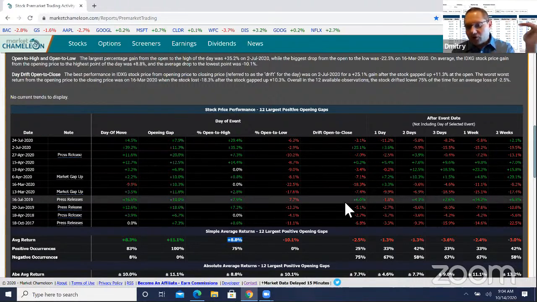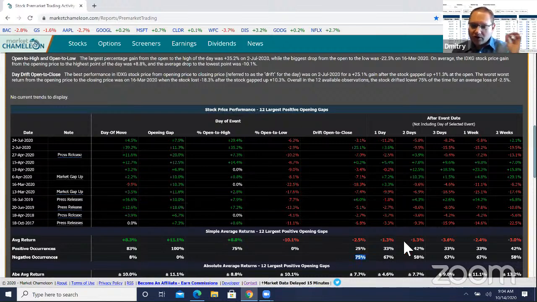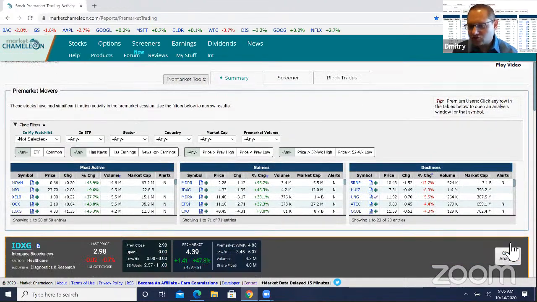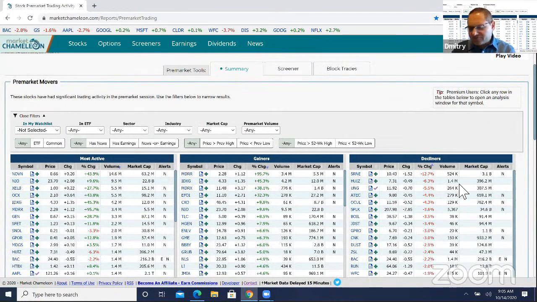And from the open to the close of the day, it tended to drift lower more often than higher. 75% of the time it finished lower, 25% of the time it finished higher, for an average loss of 2.5%. So really quickly, that's just an example of a price return distribution in this stock, IDXG, after a large open gap move in the last 3 years. So I'm going to close this really quickly. Unless you have specific questions, Will, on the pre-market, I'm going to move on just to be able to cover the stuff we have planned out for today.